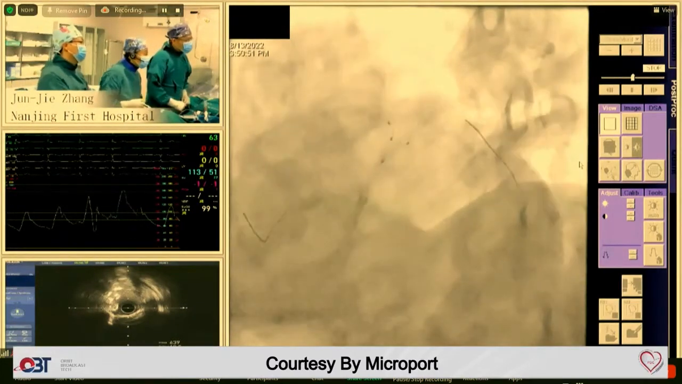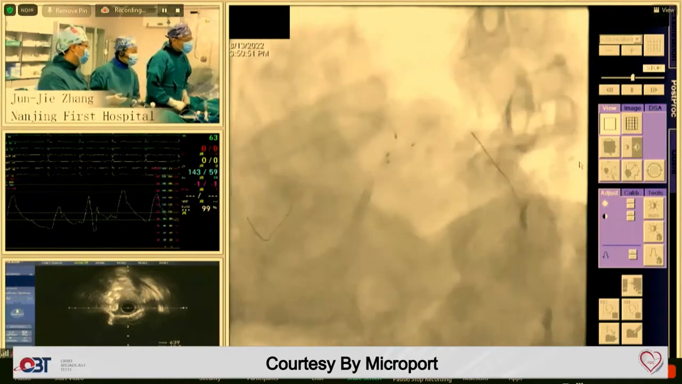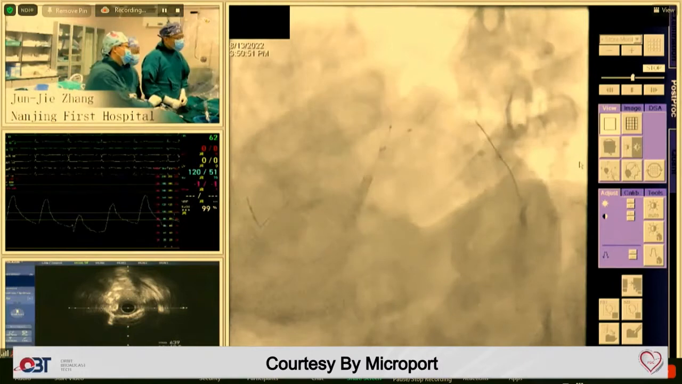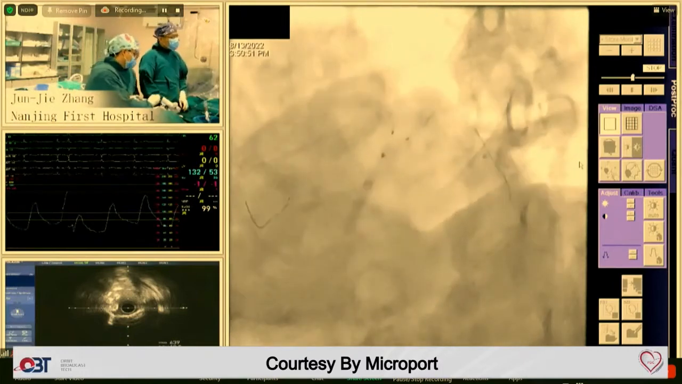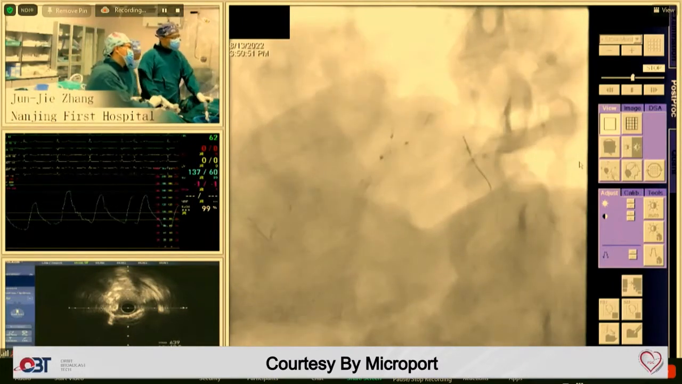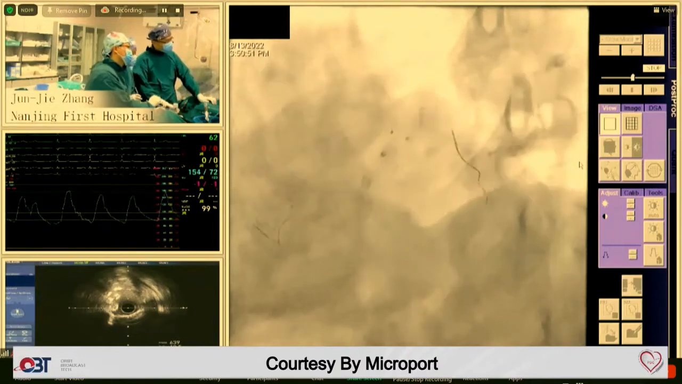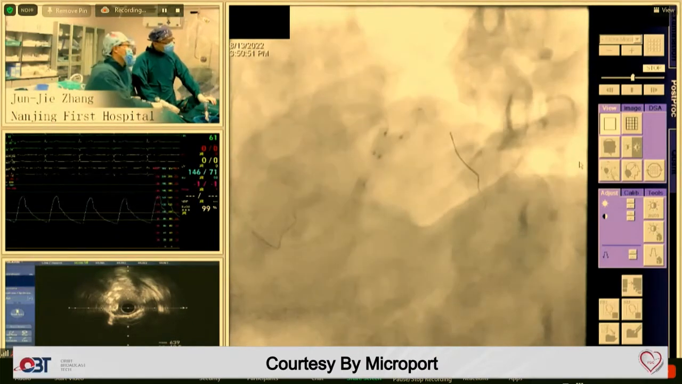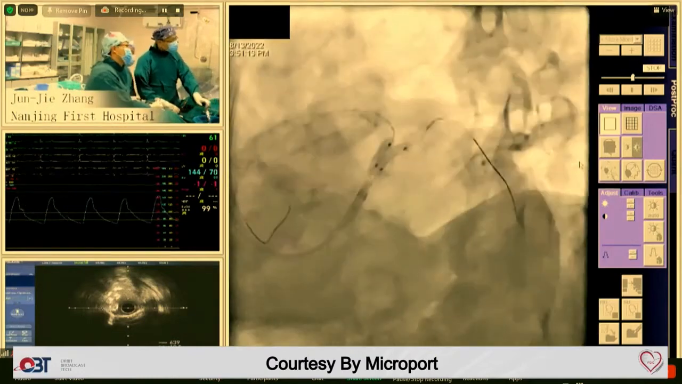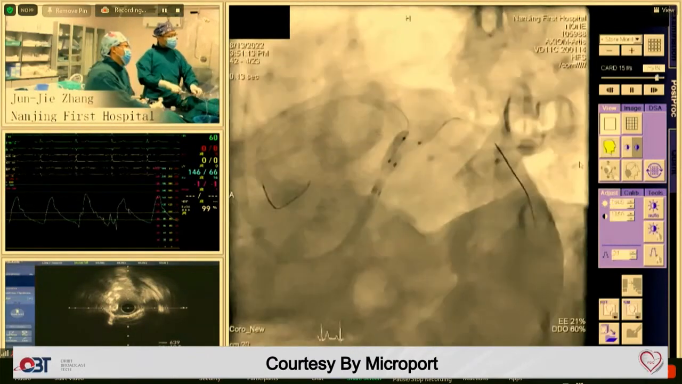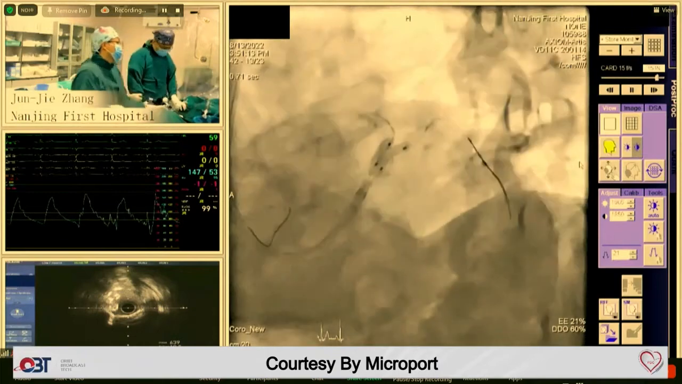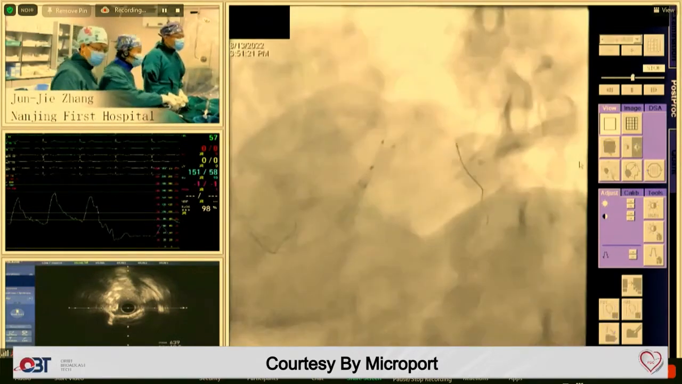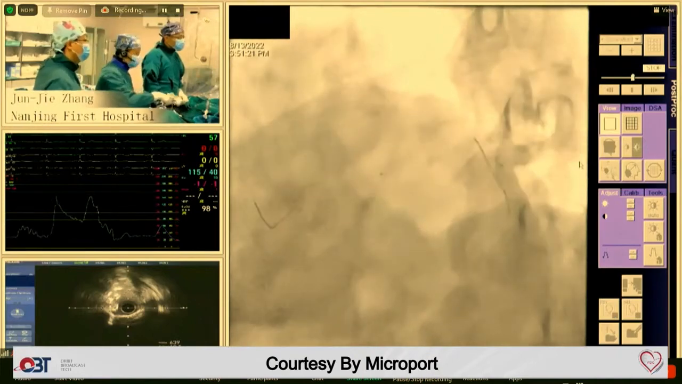Then we do the first kissing. High pressure first. How high? 16 or 18? 16, 18, 18, high enough. Yeah, why not? Good question. Actually, for the NC balloon, there is a very, very slight increase in diameter between 14 and 24.